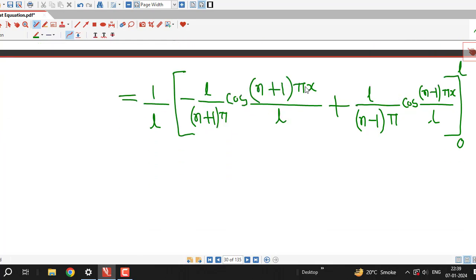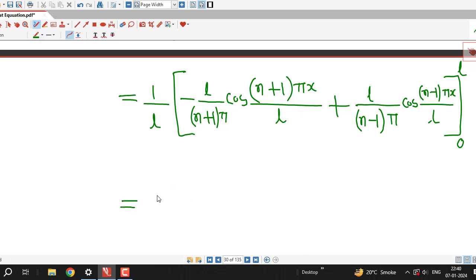Now if we take x equal to L as upper limit, here L will get cancelled and we will have cosine of n plus 1 pi. Same thing here, plus cosine of n minus 1 into pi. And before that we can see that here we can cancel out this L, and we can take minus 1 over pi or 1 over pi outside this.